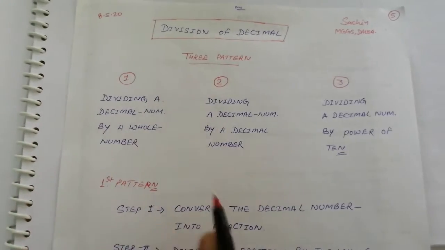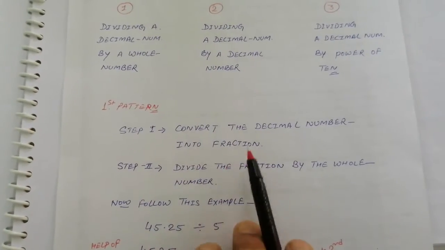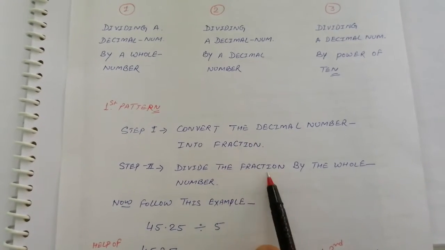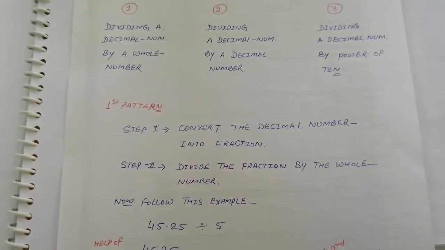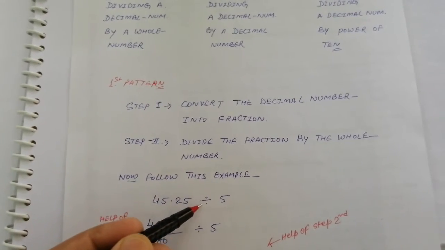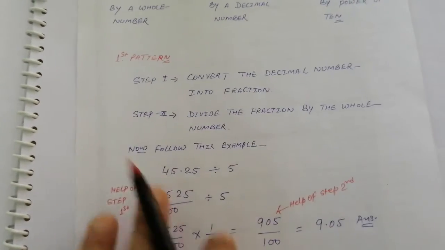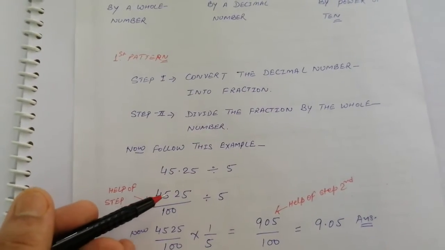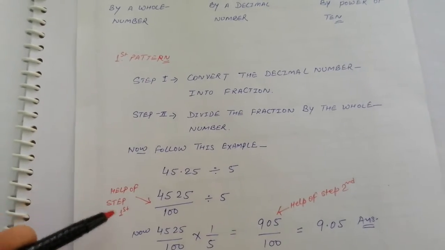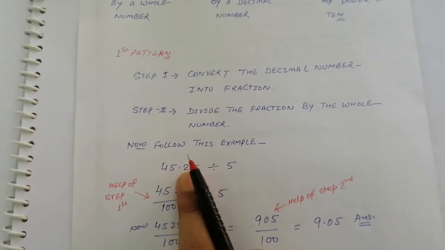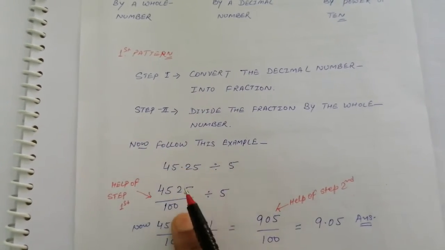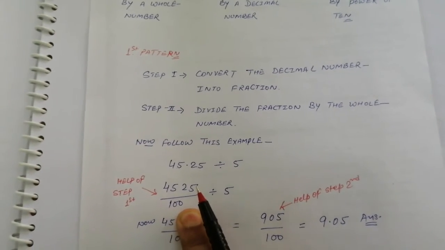In the first pattern, convert the decimal number into a fraction. Second, divide the fraction by the whole number. Follow this example: 45.25 divided by 5. It becomes 4525 upon 100 divided by 5. This is the help of step one. We displace the decimal point and the denominator has 100.